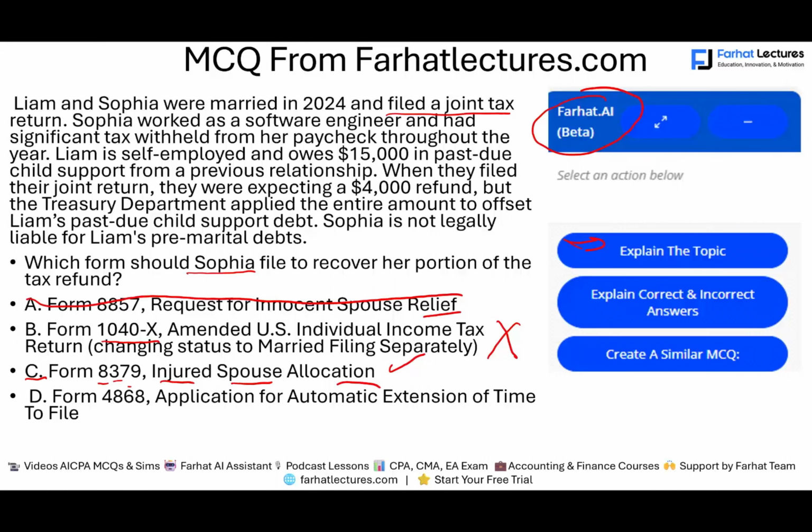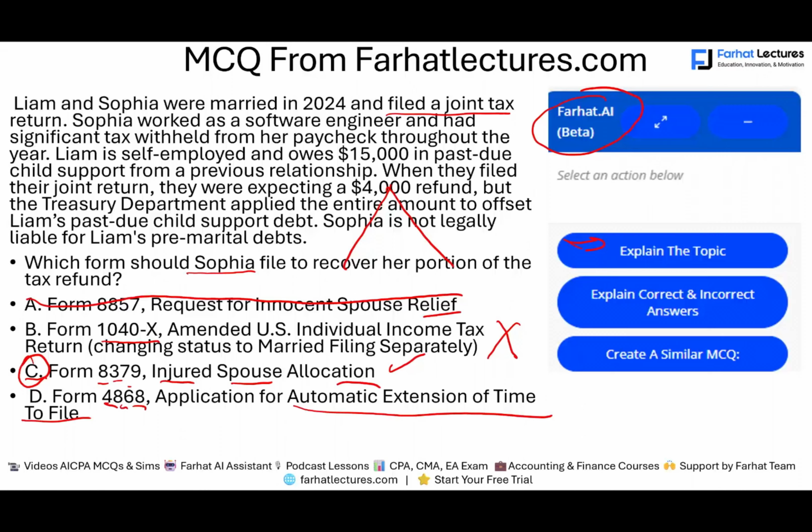This situation appears to be an injured spouse, and here what you have to do is tell the government, of this $4,000 refund, Sophia is not responsible for the debt of Liam. Please refund Sophia's portion and take Liam's portion to pay his child support. So the answer is C. Is it Form 4868? You need to know what Form 4868 is. It's for an automatic extension if you want to have an extended period of time.